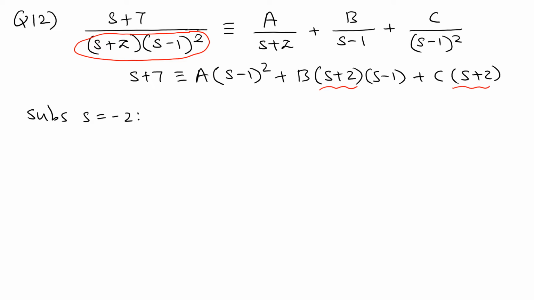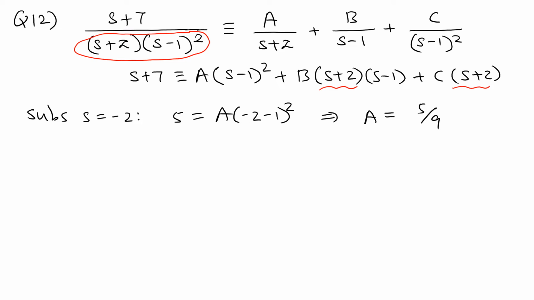When you do that, you get 5 on this side. This is a times (-2 minus 1) squared, which is going to be 9, and all the other terms are 0, so it's going to give you a. So a is 5 over 9. And then let's try to find b. You can see you cannot find b using a substitution because there's no common value on the other two terms, so you cannot find b. But you can find c.